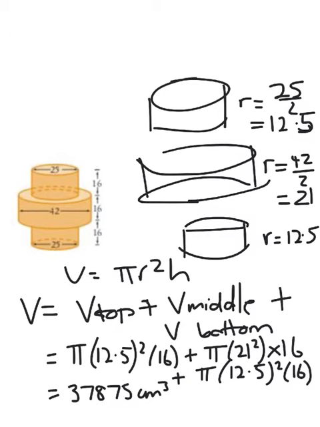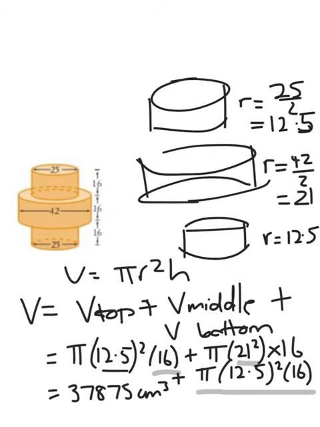So what I've done there is I've just gone pi times the radius of the smaller bit squared times the height of the smaller bit, plus pi times the radius of the bigger bit, which is 21 squared, times the height of that. And then I've done the bottom bit down there, which is the same as the top. So you could have done 2 times the top. It's up to you. Hope that helps.